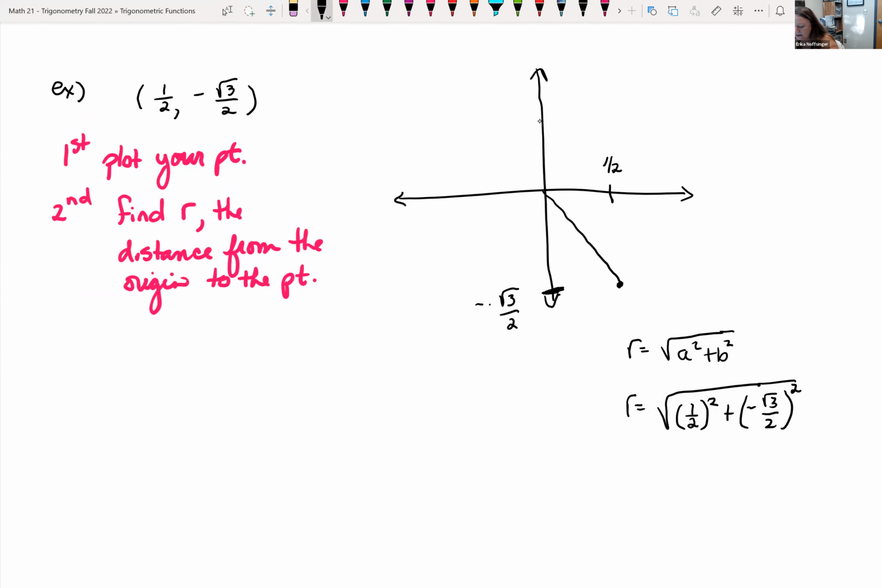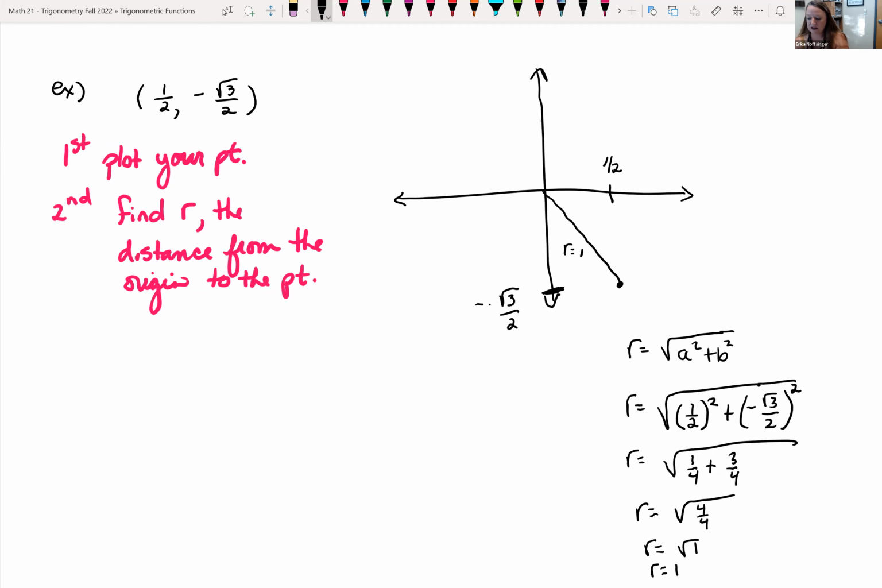So let's simplify this down. We have r is equal to the square root of 1/2 quantity squared, which is 1/2 times 1/2, which is 1/4, plus negative √3/2 quantity squared. Well, negative √3 quantity squared is 3, and 2 squared is 4, so we get positive 3/4. So r is equal to the square root of 4/4, which reduces down to 1. The square root of 1 is 1. So we know that this value r here is 1.